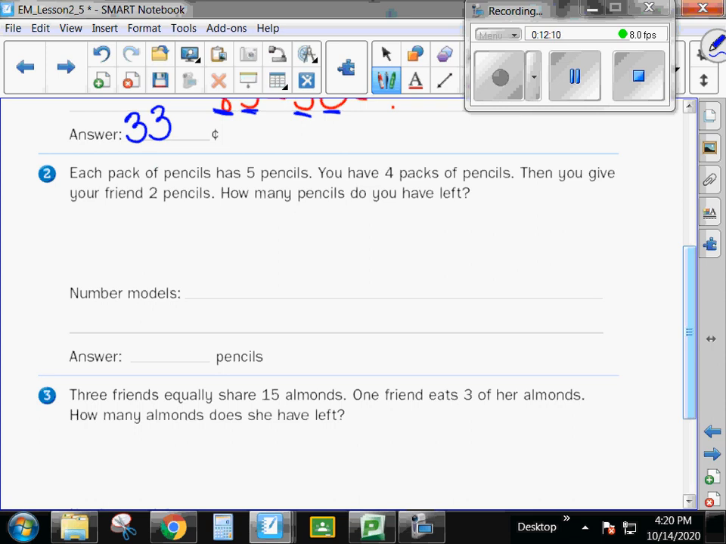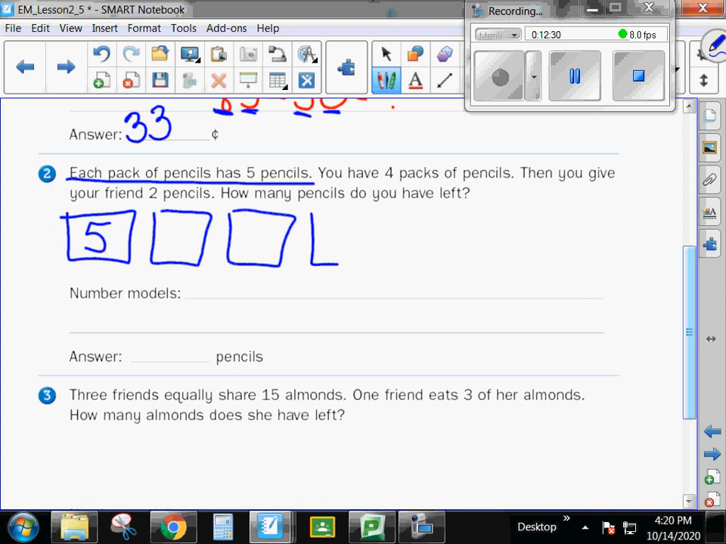It says each pack of pencils has 5 pencils. So I'm just going to draw that. I got that part done. Now it says you have 4 packs of pencils. Okay, so I have 4 of these. So there's 1, 2, 3, 4. Now each of them has 5. Okay, so I drew this part.